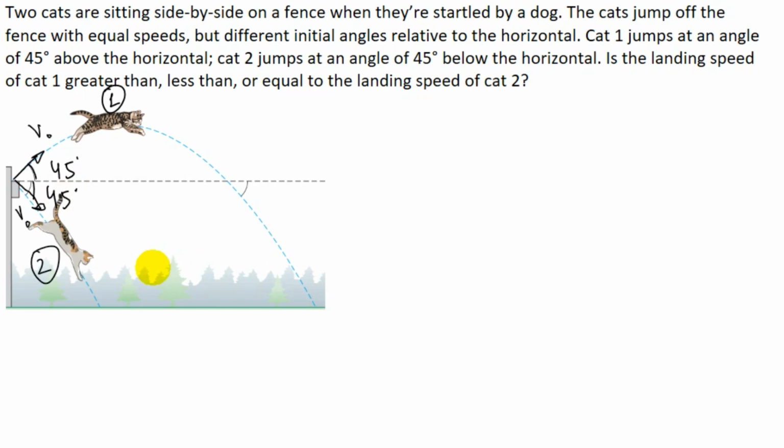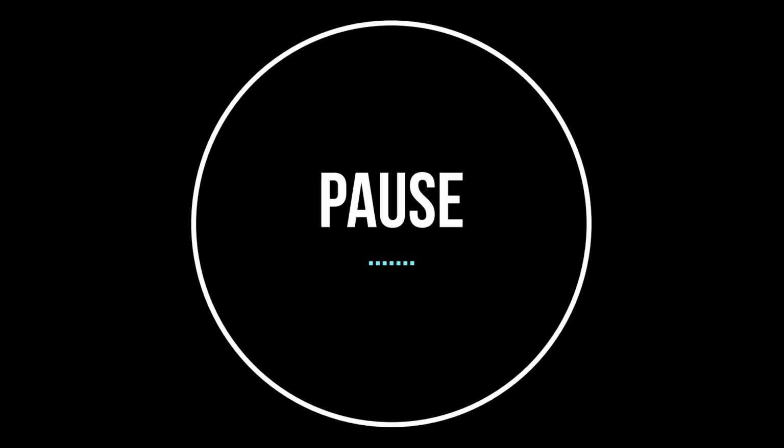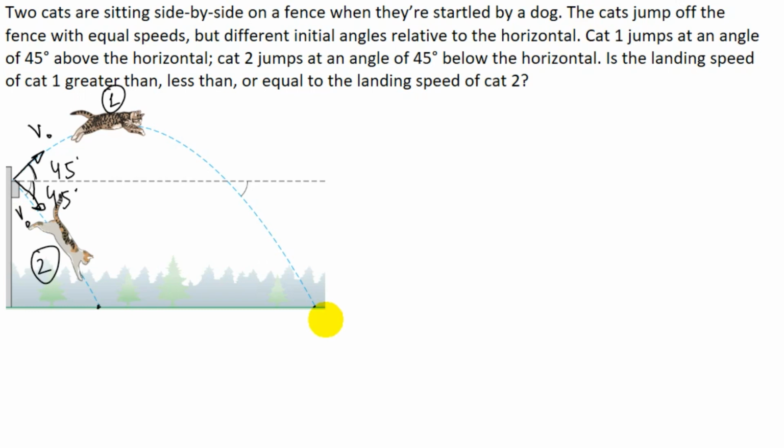Now what we have to tell is whether the landing speed of cat 1 is greater than, less than, or equal to the landing speed of cat 2. That is, when both the cats land, this cat lands here and this cat lands here. So is the landing speed equal, greater than, or less than? This is what we have to tell. Now pause the video and try to think. Now let me explain the solution.